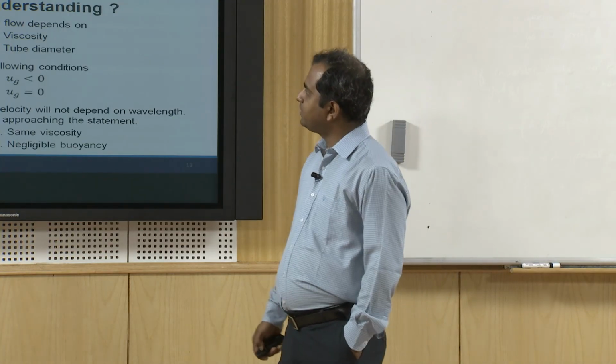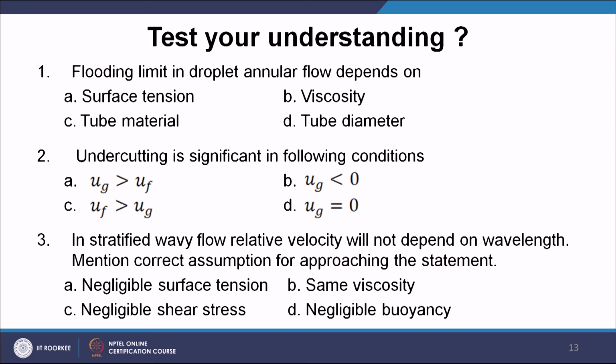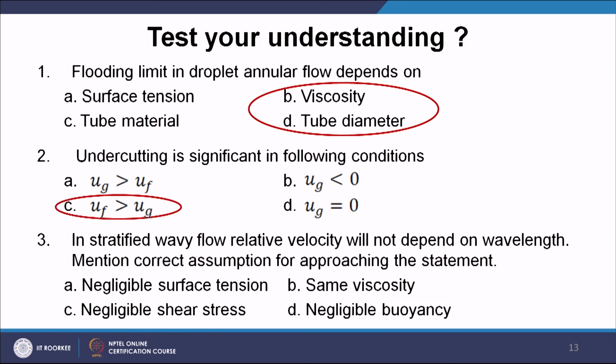First question goes like this: flooding limit in a droplet annular flow depends on, 4 answers we are having: surface tension, viscosity, tube material and tube diameter. I think all of you have guessed the answer. It is viscosity and tube diameter, because in the expression if you see we are having mu as well as a capital D. Next question, undercutting is significant in following conditions. In the first slide I have shown you, so probably it is very easy to get the answer. We are having 4 answers: Ug greater than Uf, Ug less than 0, Uf greater than Ug and Ug equals to 0. So, correct answer is the answer C.